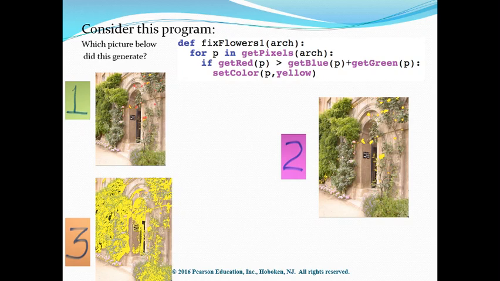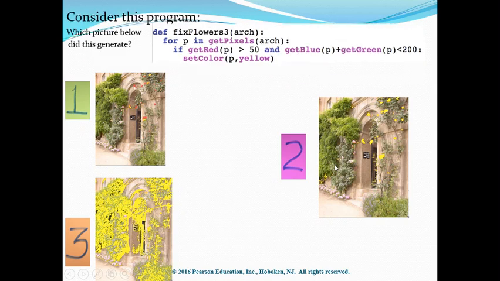Which picture did this generate? We know for sure all the red is going to be removed, so it shouldn't be too much. But this is only if the red is higher than the green and the blue combined. So we could probably assume that it's either 1 or 2. It's most likely not 3, because there's a lot of red here still, and there's not a lot of red here, as in this big blob here. We can assume that it's probably number 2 that was the actual answer.